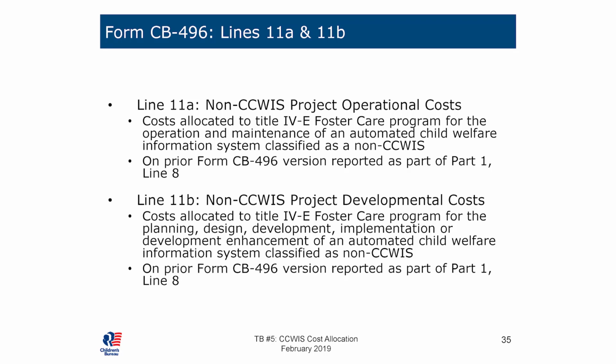As I just noted before, these costs were formerly included along with other costs on the former Part 1, line 8. So these costs are now reported separately. Now here you'll notice there is no breakout for a project number because we're just interested in the fact that these are non-CCWIS project costs, and they are to be reported separately from ordinary administrative costs.